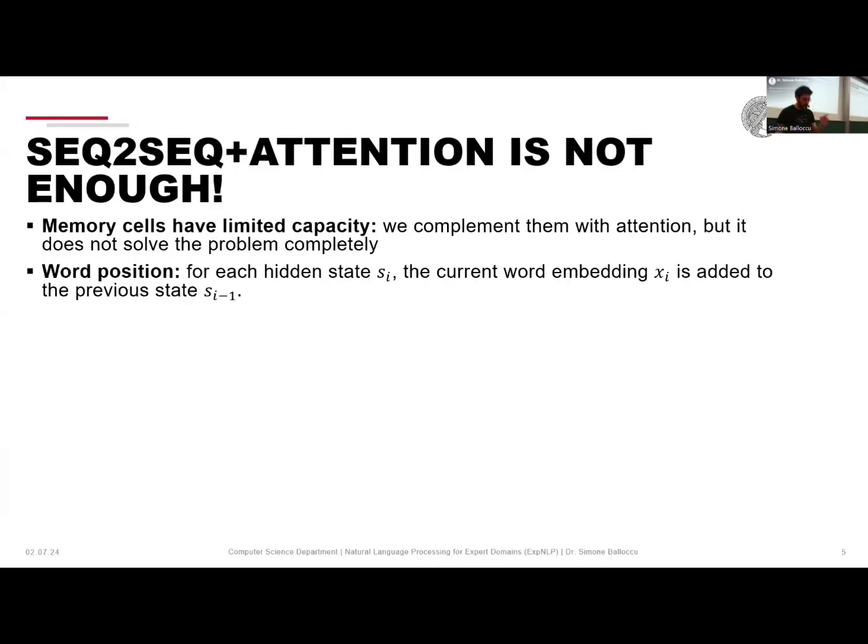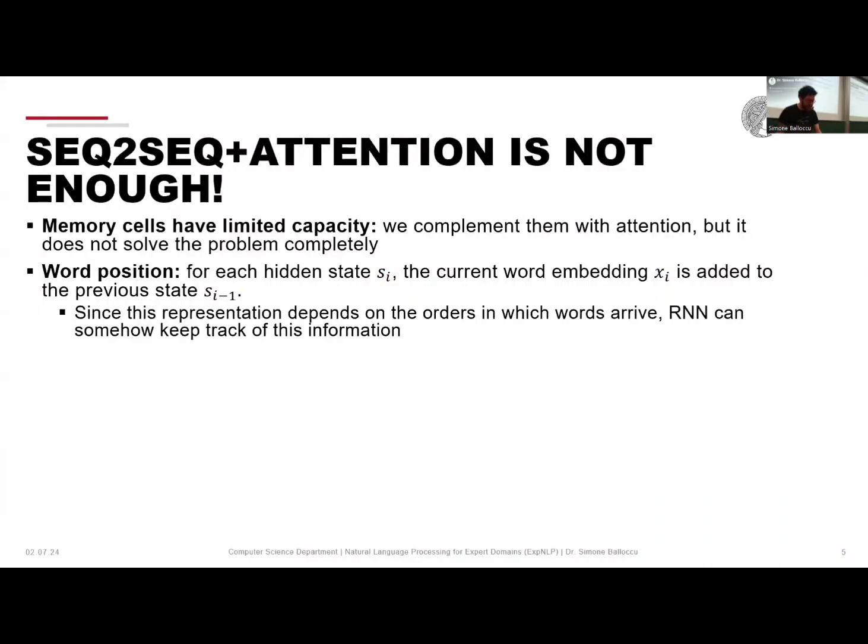Sorry. Word positions. We never really talked about the positionality, right? Because whether you change the position of the words also changes the meaning, right? So for each hidden state that we call SI, the current word embedding in whatever RNN gets added to the previous state somehow. But since this representation depends on the input and we process the input sequentially, it also depends on how the words come to us, in which order, which means that the RNN somehow keeps into account the word order. It's internalized, it's not explicit, but we can assume that it happens.